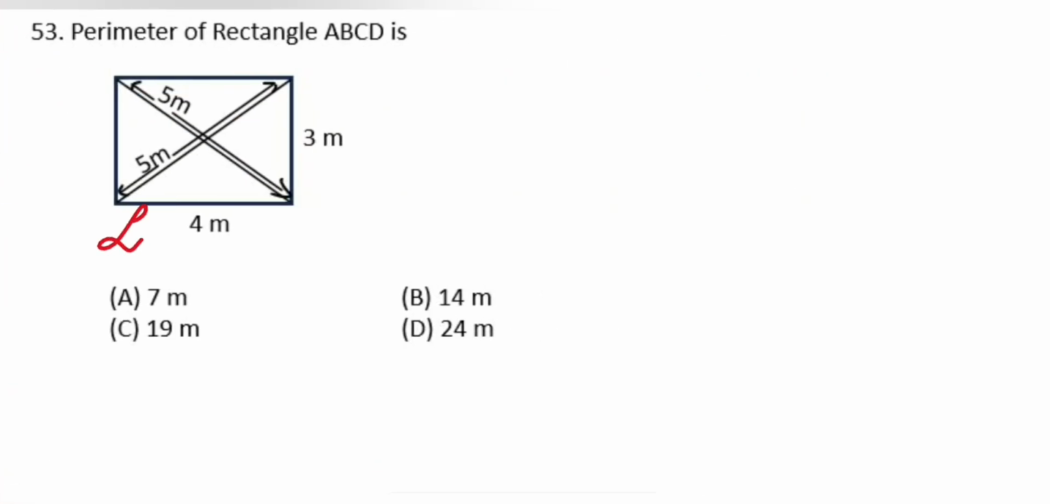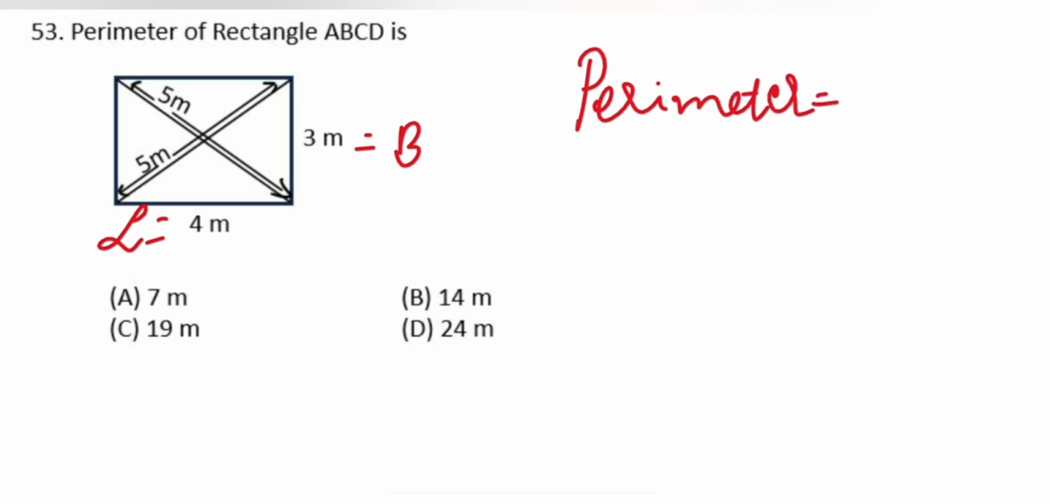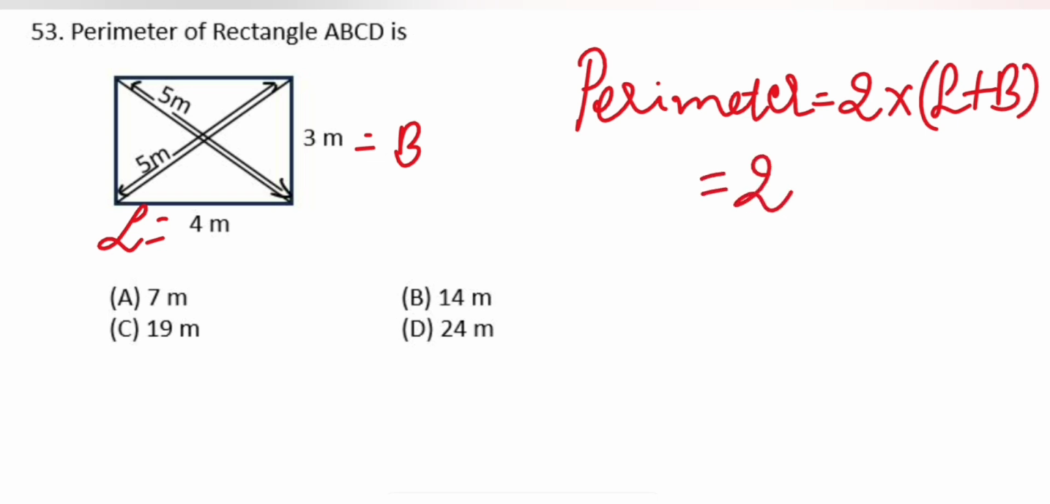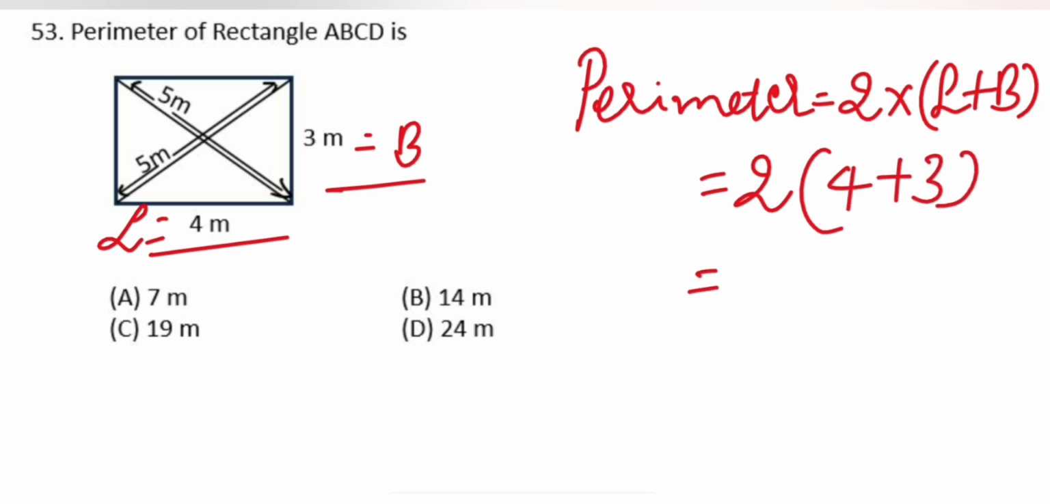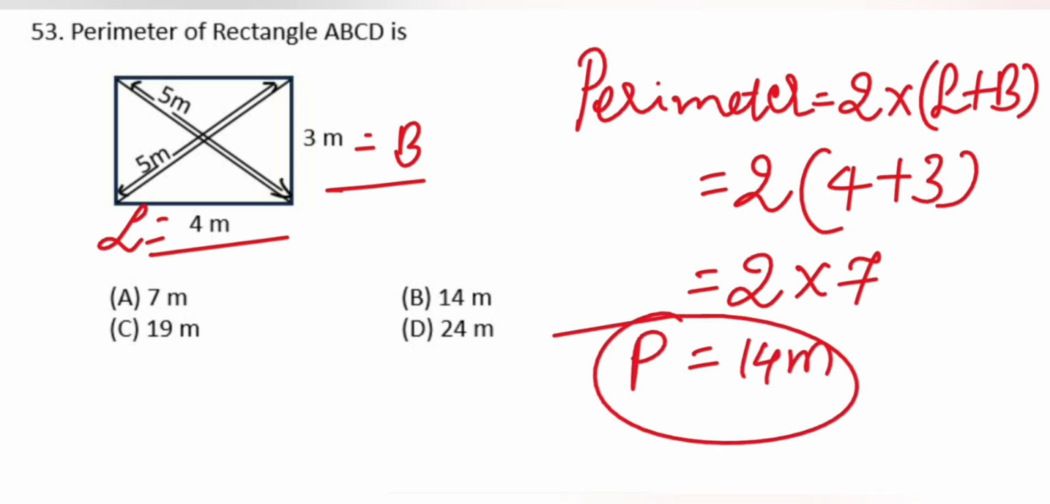Here in this question, we have to find out the perimeter of a rectangle. So length and breadth are given. So we have to only focus on length and breadth, because to find the perimeter, what we need is length and breadth. Okay. So we need not focus on the diagonal. So the perimeter formula is perimeter equals 2 into length plus breadth. So L is equal to 4, B is equal to 3. So 2 into 7 is 14 meter is the right answer. Okay, let us move on to the next question.